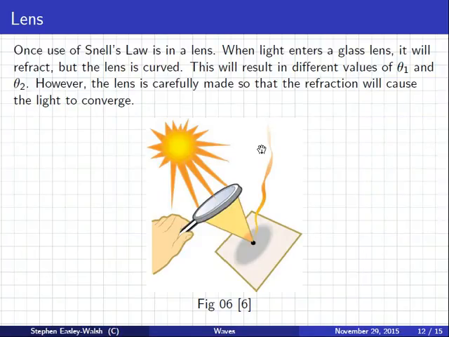So it's just one application of Snell's law: making a lens. For the exam, that's all you need to know. The question would be, what's an application of refraction? Making a lens is one example.